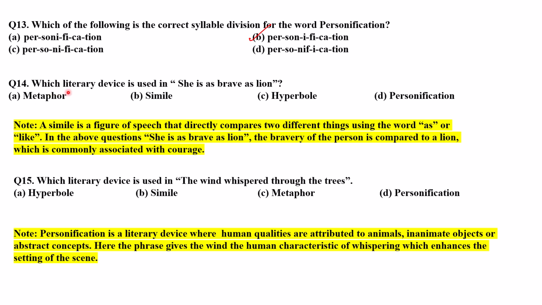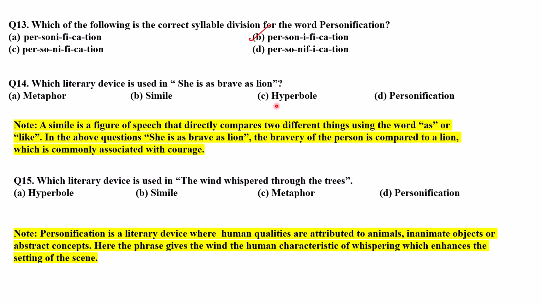Next question 14. Which literary device is used in C is as brave as lion? Now literary device means there are so many figures of speech, isn't it? You must have studied in English. There are simile, metaphor, hyperbole, personification, and each figure of speech is having some meaning. So here you have to identify which literary device is used in C is brave as lion.